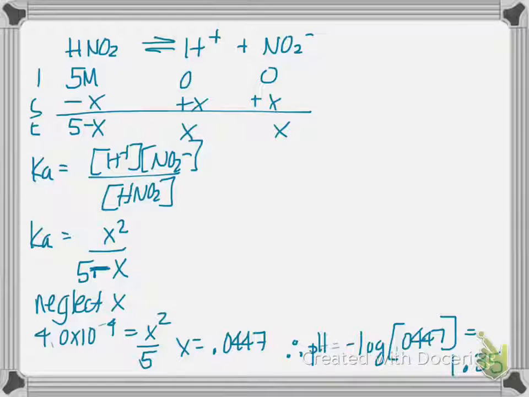Do you understand this process, what we just did? The part that just confuses me is neglecting X, when you choose to do that and when you don't. If your concentration is really large, you're going to be able to neglect X. Would you consider 5 molar really large? Yes. So neglect X.